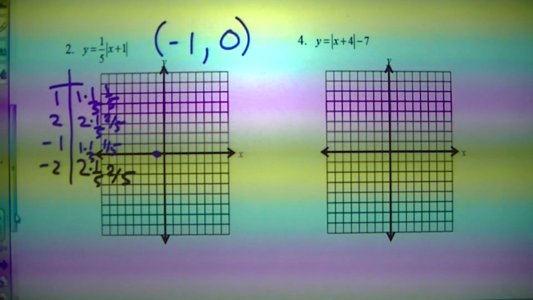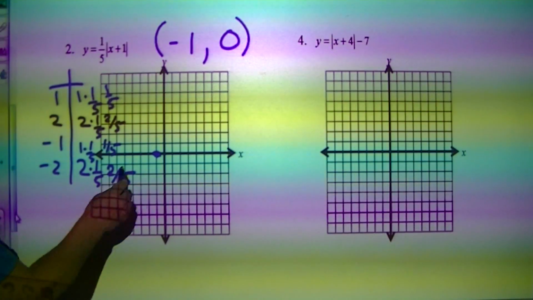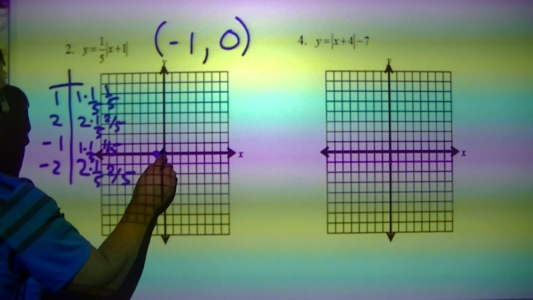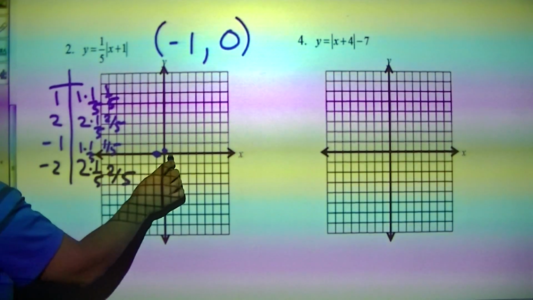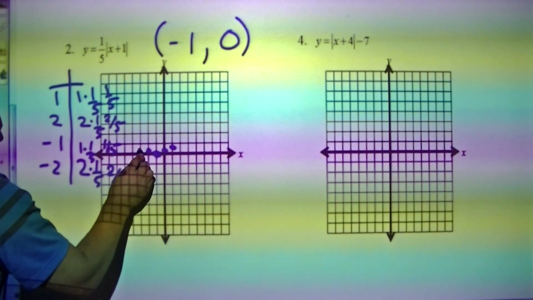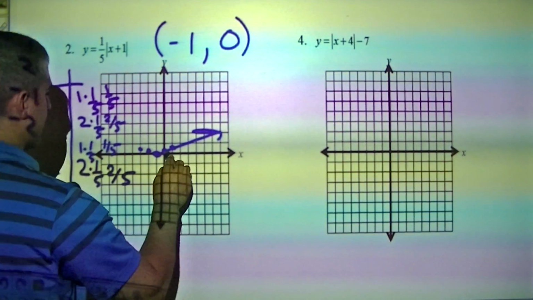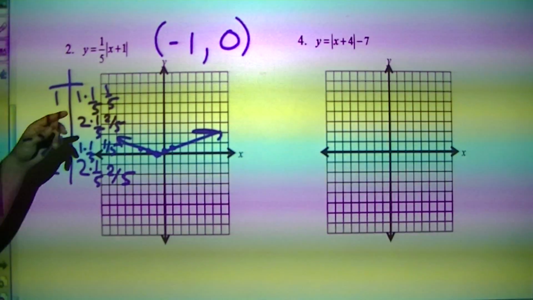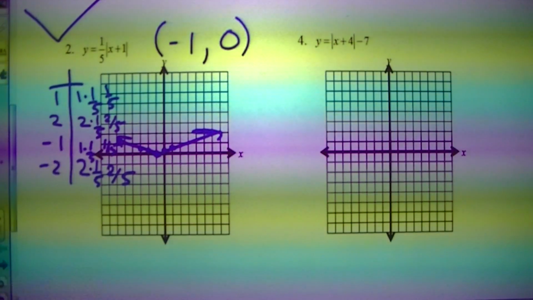All right, use your calculator if you need to. So 1 over, 1/5 up; 2 over, 2/5 up. 1 left, 1/5; 2 lefts, 2/5. So it's a very flat V. The absolute value is always a V.